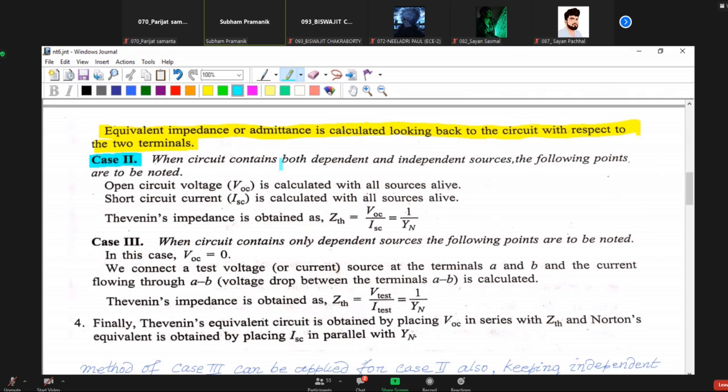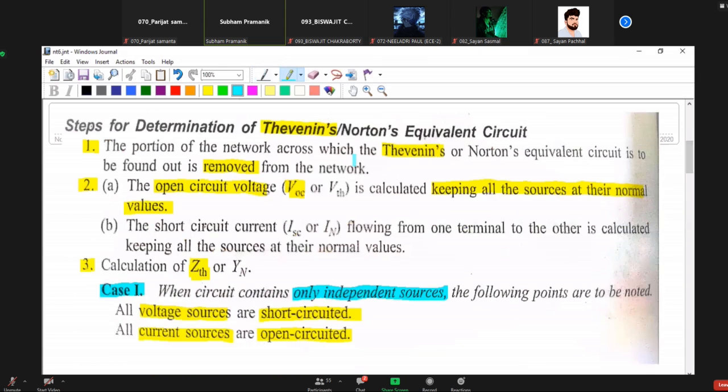When the circuit contains both dependent and independent sources, how do we proceed? The previous two steps are the same. That is, you have to identify the load and withdraw it. Then the second step is, by some means, you have to find the open circuit voltage. Everything is similar, but the procedure changes when the circuit configuration changes. That means the circuit has both independent and dependent sources.